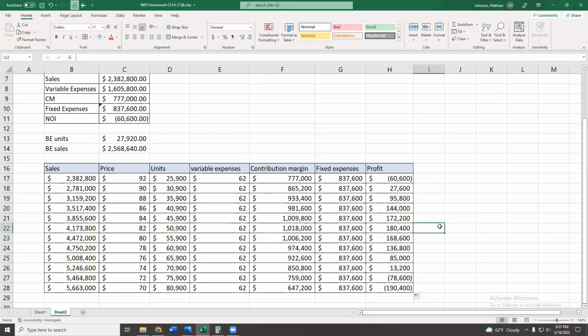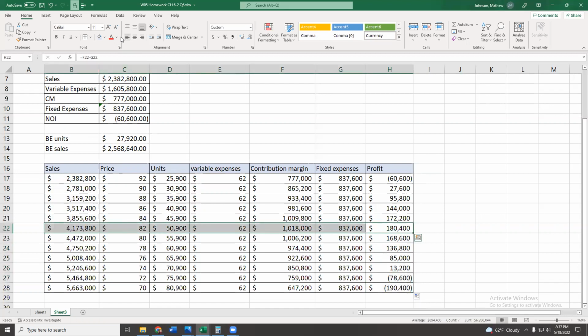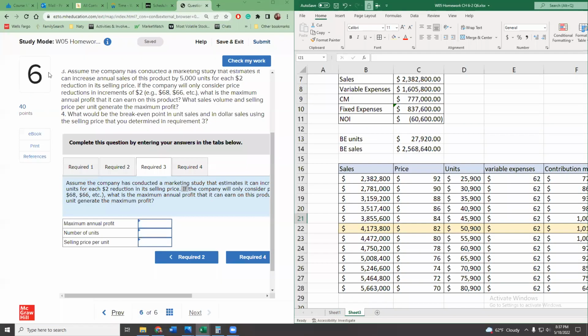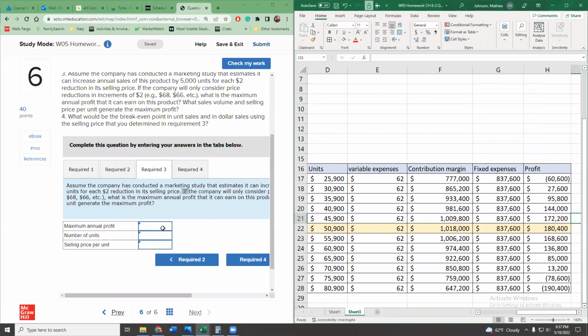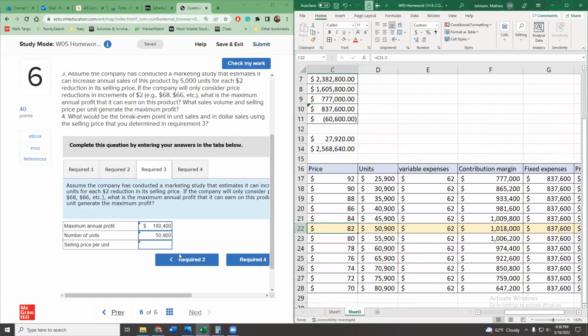So the question is, what is the maximum profit? We can see that it started as being negative, then it got positive and higher, and right here it just started decreasing again. So this is the maximum profit that they can get. The maximum annual profit is 180,400, with 50,900 units and a selling price of 82.